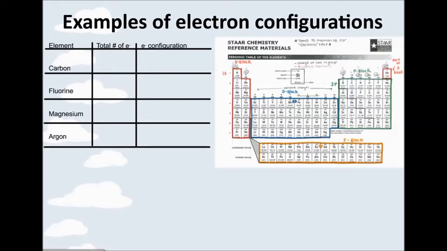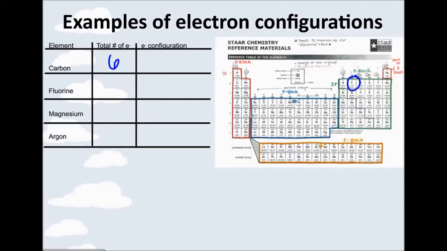So examples of electron configurations. The electron configurations are written out in the Aufbau order. So my first example for you is going to be carbon. The total number of electrons in carbon, we find it on the periodic table, is 6. So in our electron configuration, we need to write this out to represent those 6 electrons.